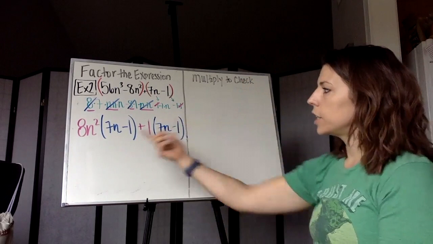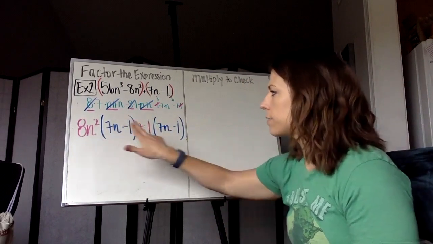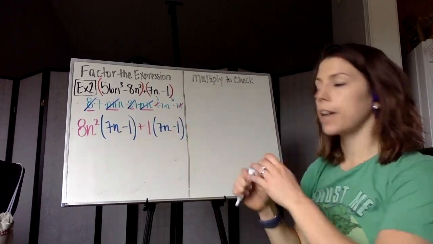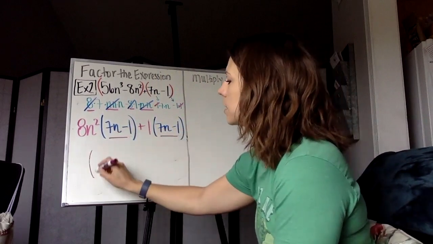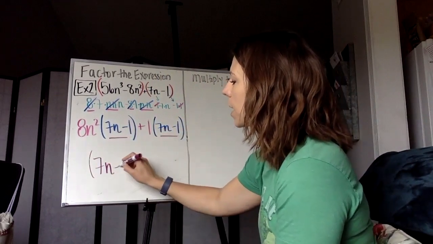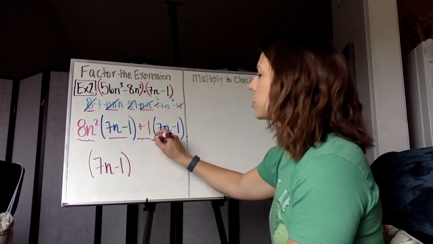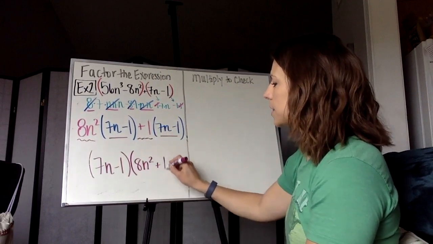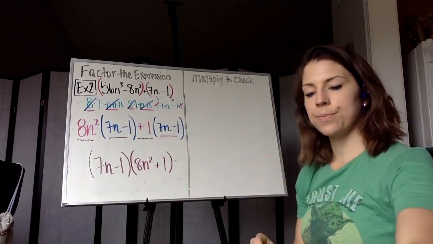All right, let's see. Do I have a common binomial factor? Are these the same? Yes. Do I have 2 GCFs to make up my second binomial? Yes. Now we can do the final step. Whatever they have in common can go out in front. 7n minus 1. And then the second binomial is the combination of your 2 GCFs, 8n squared and a positive 1. There's your 2 binomials.